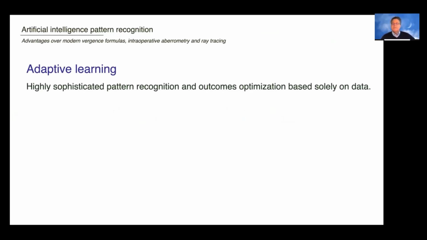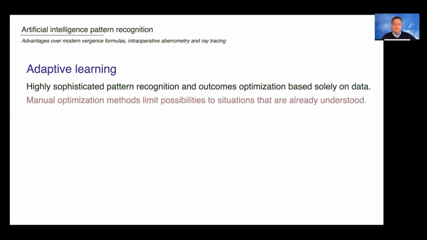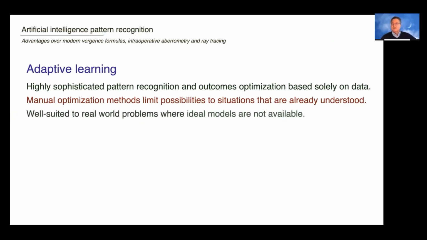First, it's highly sophisticated, and it can do outcomes optimization based solely on data. And as we all know, manual optimization methods limit possibilities to what we already know. We know what we know and we move in that direction. And sometimes we need something that's completely new to take us in a different direction. And this is well suited to real-world problems where ideal models are not available. And IOL power calculations is the poster child for this sort of situation.